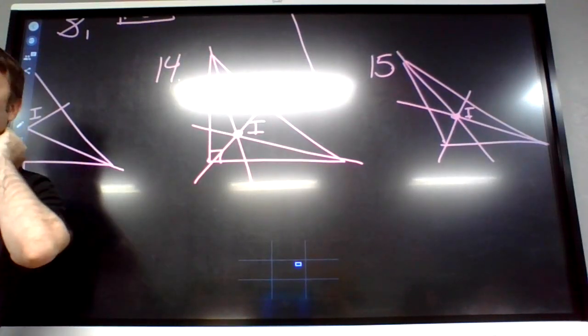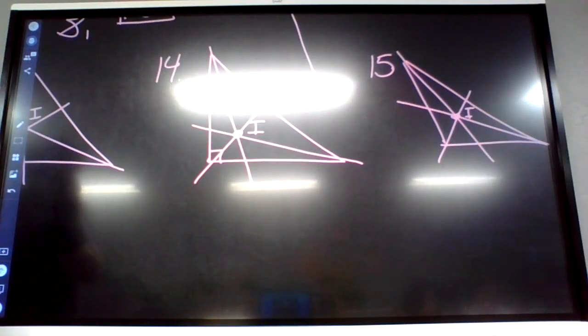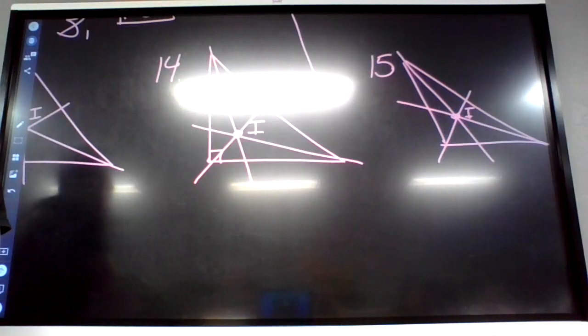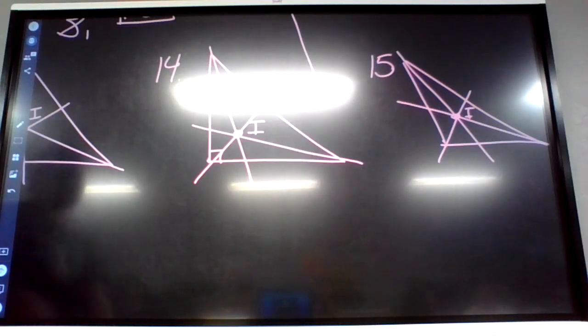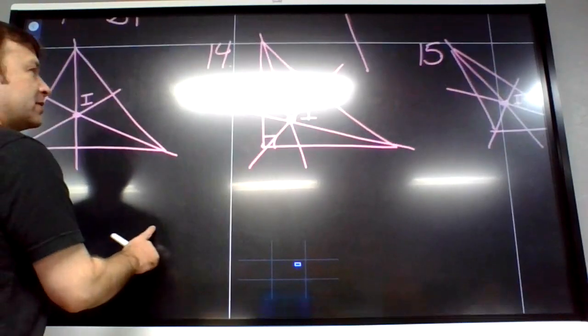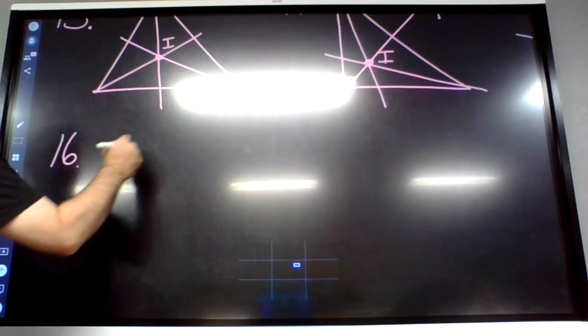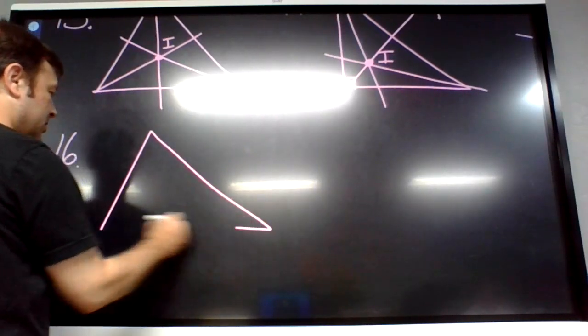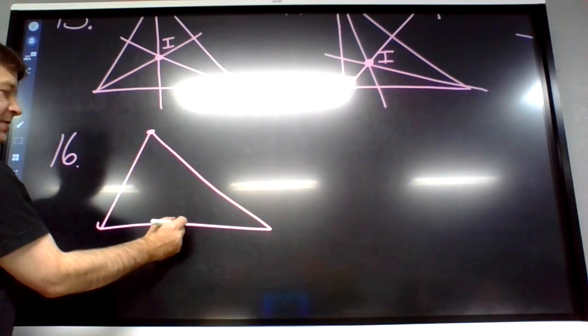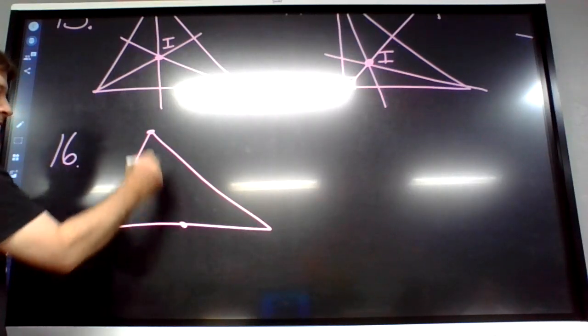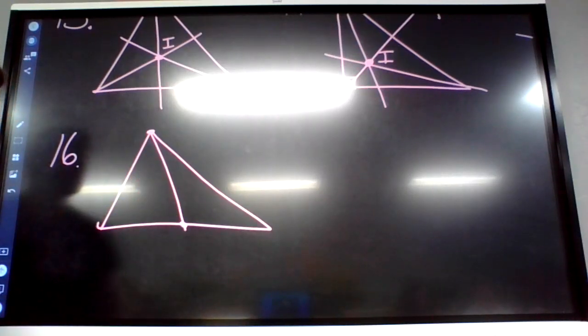On 16, we're supposed to draw the same thing with medians. Medians are kind of easy. I feel like they're easy anyway. Because median just means you go to the middle. So you go from the vertex, maybe put a mark in the middle there, and just connect the dots.